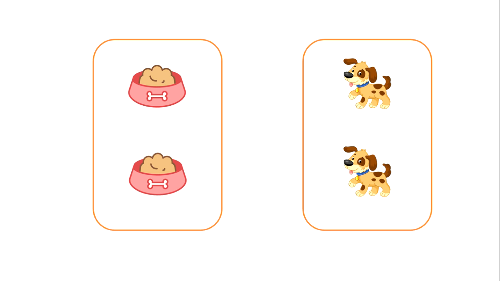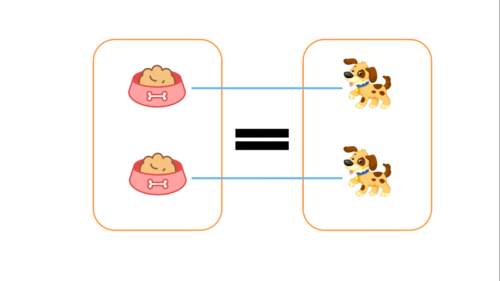Now let's look at this set. We have some dog bowls with food and then we have some dogs. Let's see if they match up, if they're equal, the same number. 1 dog, 1 bowl, 1 dog, 1 bowl. Is there anything left over? No, there isn't. So that means that this set is equal. They have the same number of objects in each set.